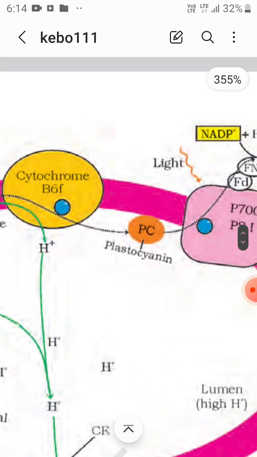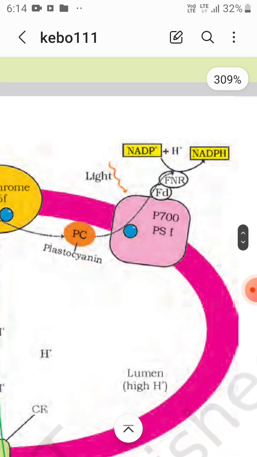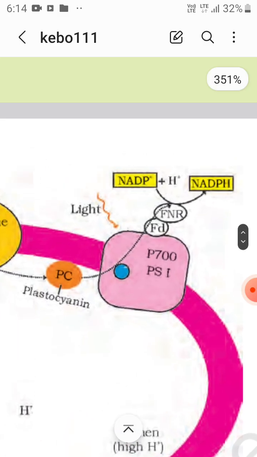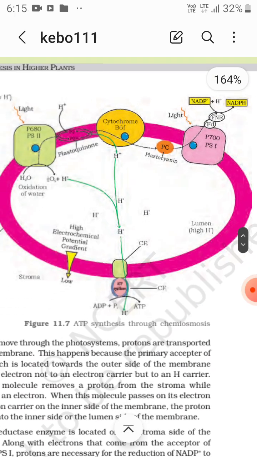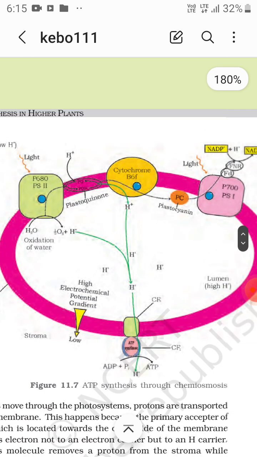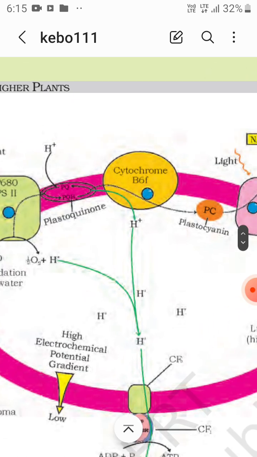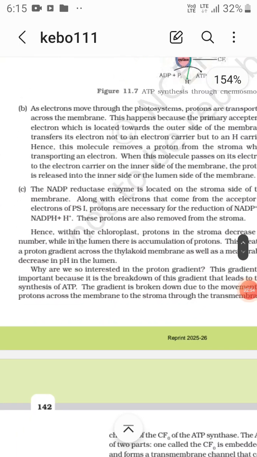Now it gives the electron to the plastocyanin acceptor, then to the P700, that is PS1, and light falls on it, then FNR, then NADP plus and H plus get converted into NADPH. Okay, NADPH, right? So there is a high electrochemical potential gradient in here. Just remember the path: PS2, then plastoquinone, then cytochrome b6, then plastocyanin, and then PS1, right? So this is it.